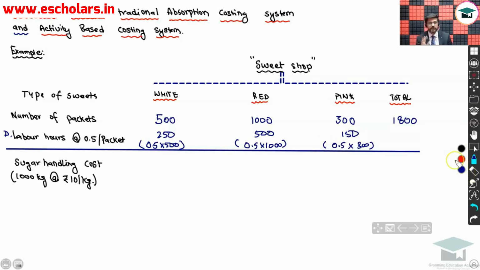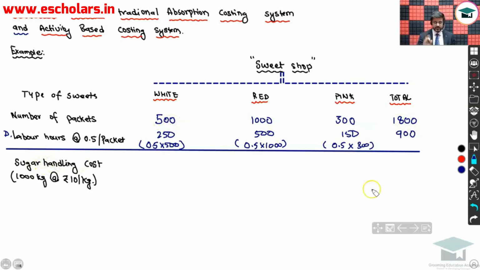Therefore, what is the total labor hours we need? 250 plus 500 is 750, and 750 plus 150 is 900 direct labor hours. So 900 labor hours are required if you want to prepare a total of 1800 packets. Simple, very simple so far.